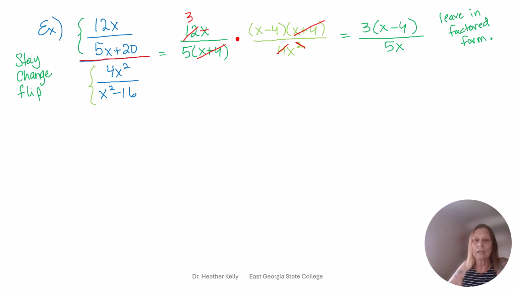You wouldn't necessarily say it's 3x minus 12. You would generally keep it in factored form, because if we were going to do something with it beyond this, like solve it, we would have to factor it again. So that is generally the practice when you start getting into advanced algebra and math.